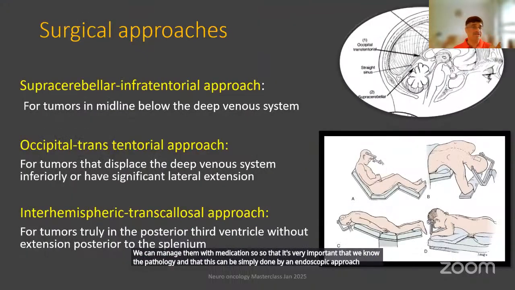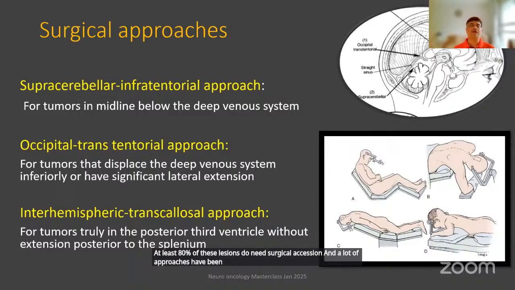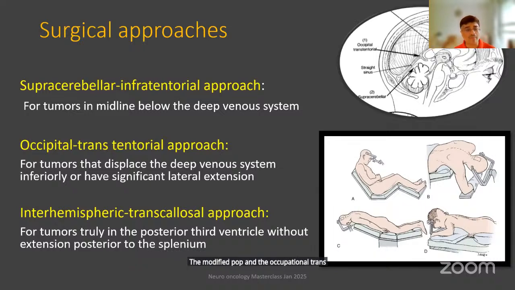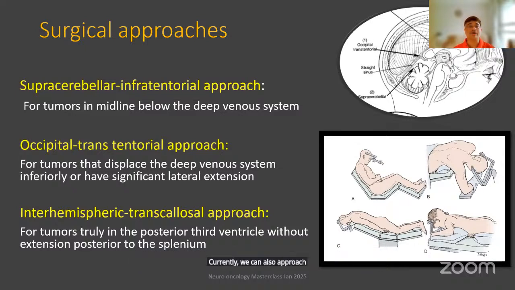However, at least 80% of these lesions do need surgical excision, and a lot of approaches have been described. The three more common are the supracerebellar infratentorial approach, which is from below, and the modified Poppen, the occipital transtentorial approach, which is from above. Sometimes we may have to combine both in large tumors, or sometimes we may have to come a little more anterior, the transcallosal approach, preventing damage to the splenium. We have to come anterior to the splenium, do a callosotomy, and then enter the tumor. Rarely, we can also approach laterally. I will describe these in the course of my lecture.